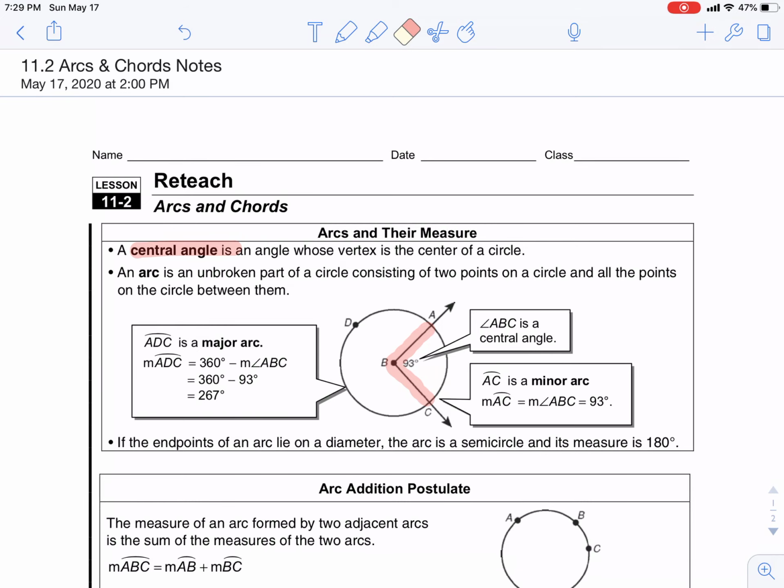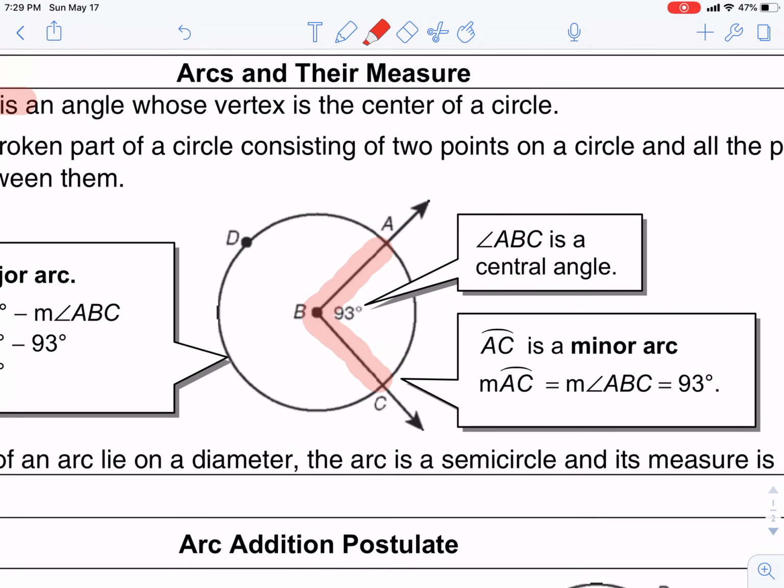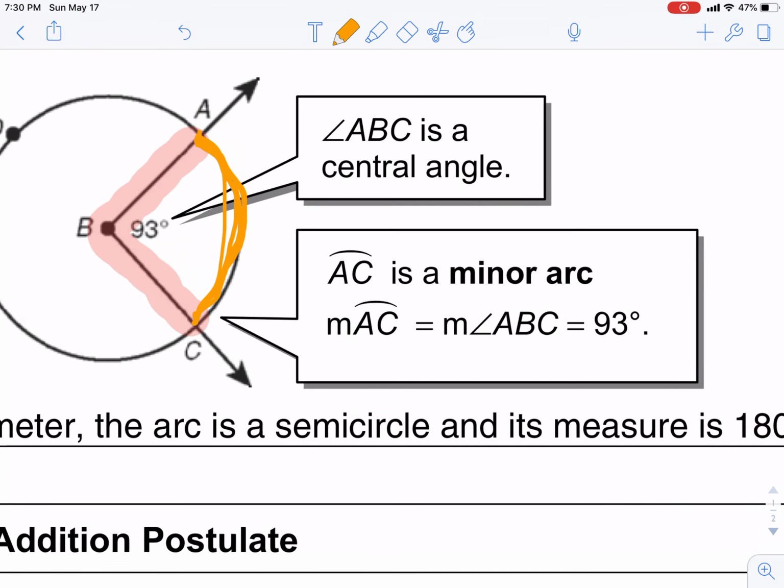An arc is the unbroken part of a circle consisting of 2 points on the circle. Okay, so when we talk arc, we're talking about the arc measure from A to C and then the degrees of that. So when we talk arc measure, we're talking about that degree measure of the circle. The good thing is, if we have a central angle, the arc is the measure of that central angle.